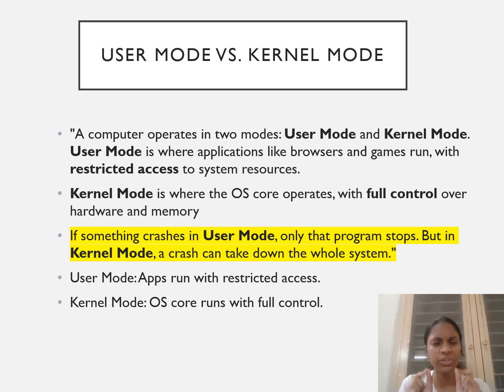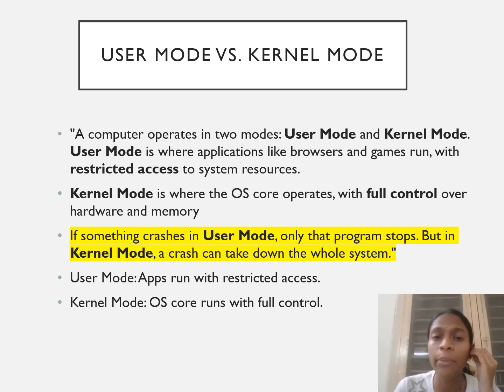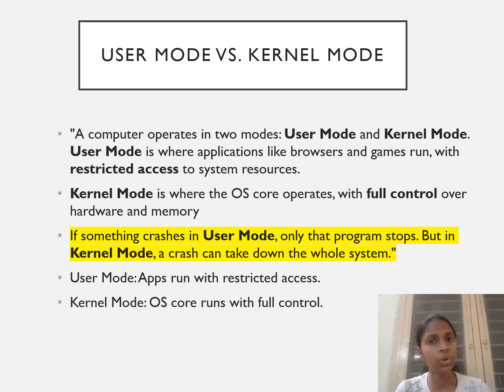The big difference between these two modes is that if something crashes in user mode, only the program stops, but in kernel mode, the crash can take down the whole system. Why does this happen? Because user mode has restricted access. It has some passcodes or security to save your files, but in the kernel you have full control, so you can change things as per your requirements.